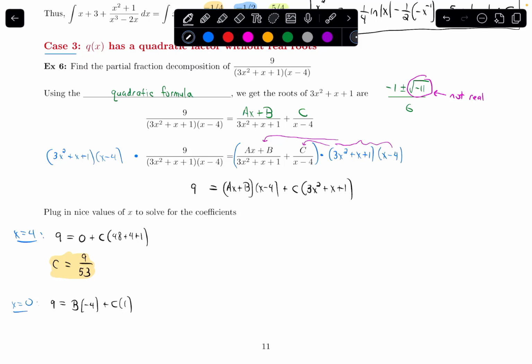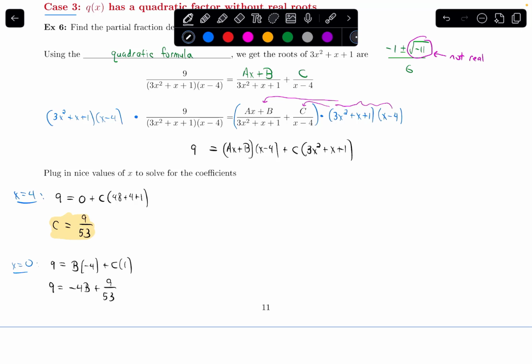Okay, but I know what c is, so let's plug in for that. So I get 9 equals negative 4b plus 9 over 53. If you rearrange for this and isolate b, it turns out b will be negative 117 over 53. So that is b. All right, we still got to solve for a, so I'm going to have to plug in some other small value for x.